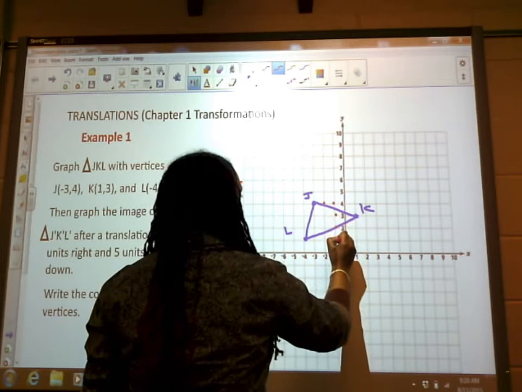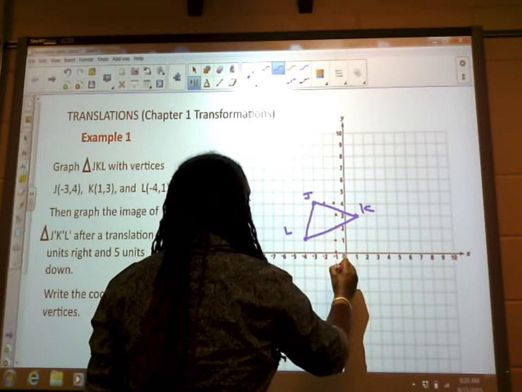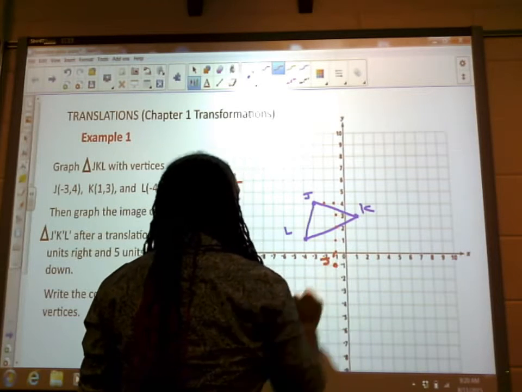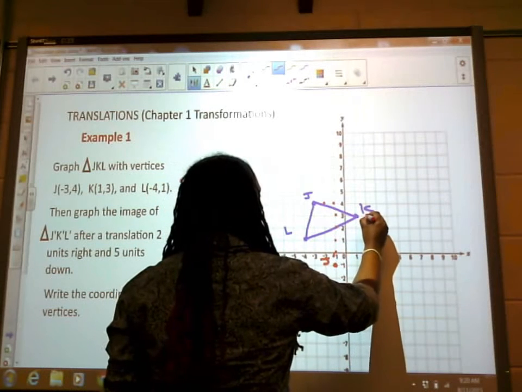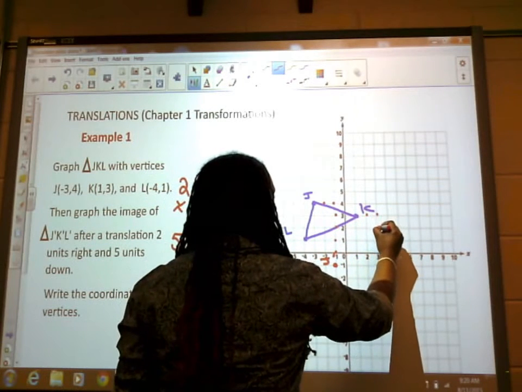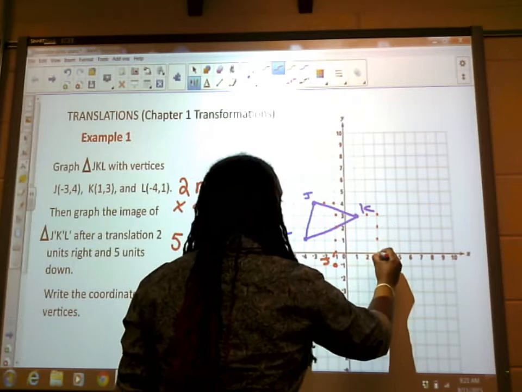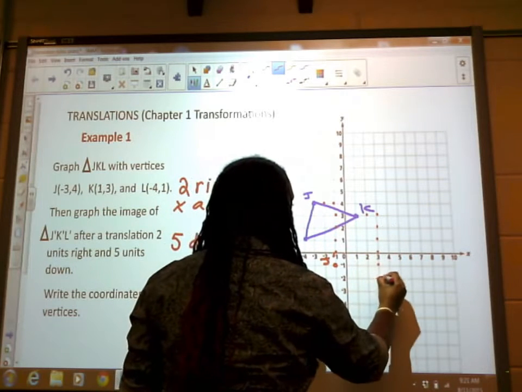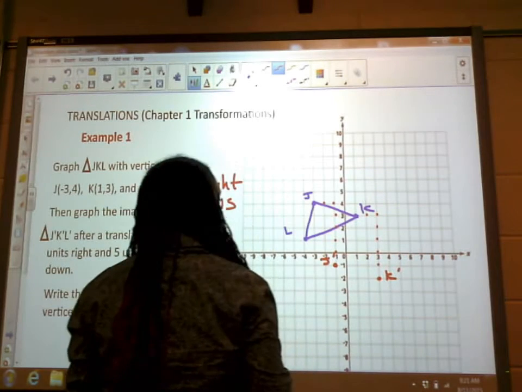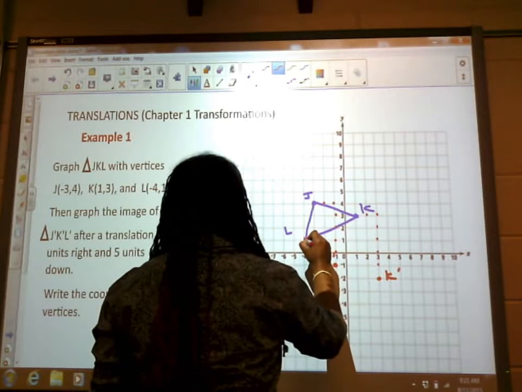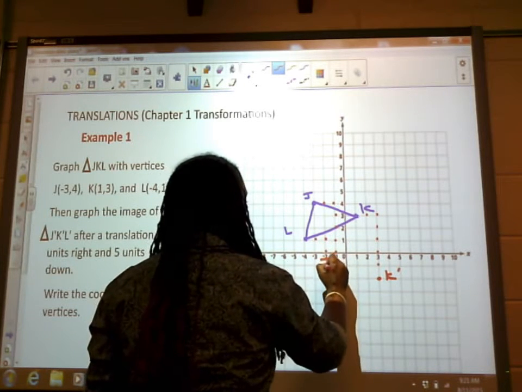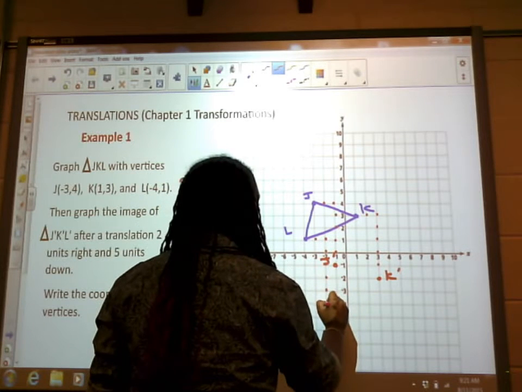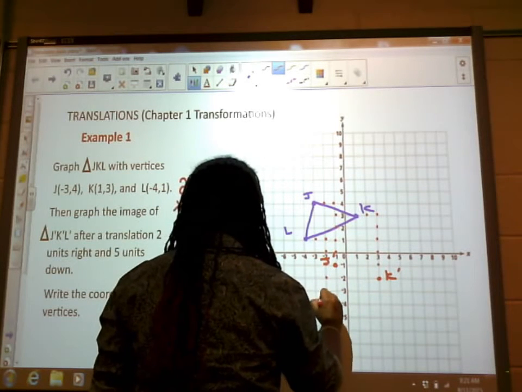So from J, I'm going to go 2 units to the right, 1, 2, and then 5 units down, 1, 2, 3, 4, 5. And I put a point, that is J prime. Okay, 2 units to the right, 1, 2, 5 units down, 1, 2, 3, 4, 5. K prime. And then from L, 2 units to the right, 1, 2, and 5 units down, 1, 2, 3, 4, 5, and put a point.